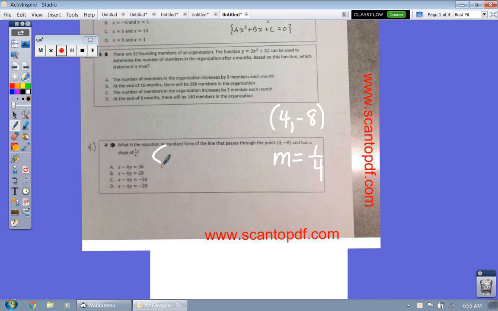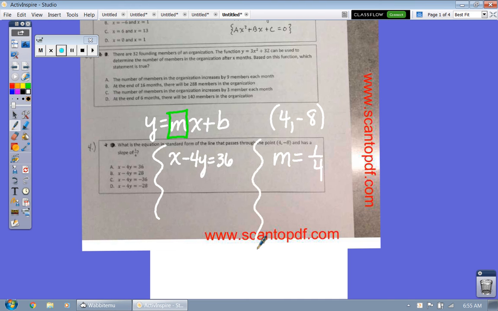The first thing you're going to need to do is put this in y equals mx plus b form, because we need to look at the number that's going to be in front of x whenever we do this. So let's start with letter A. x minus 4y equals 36.